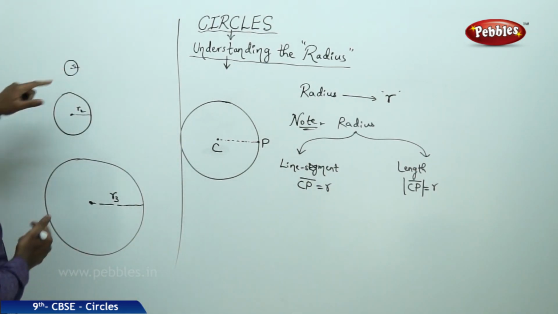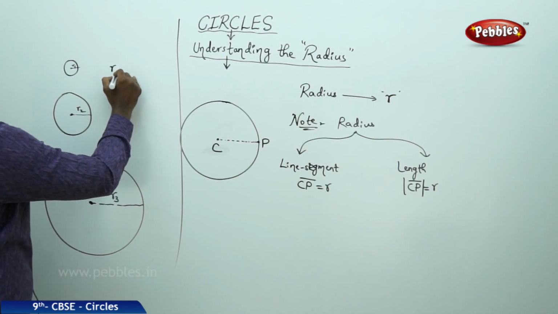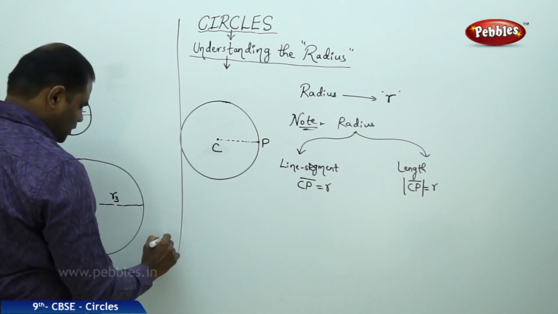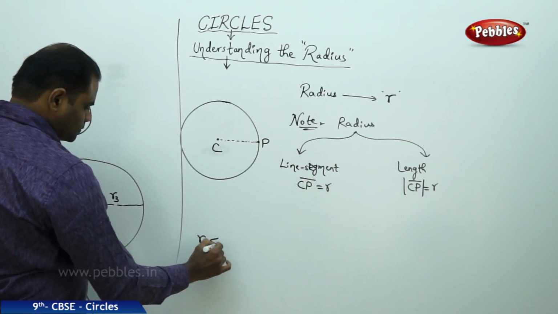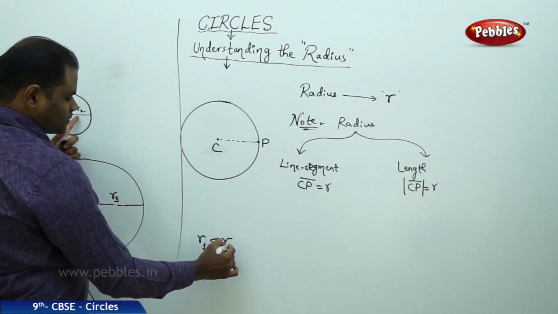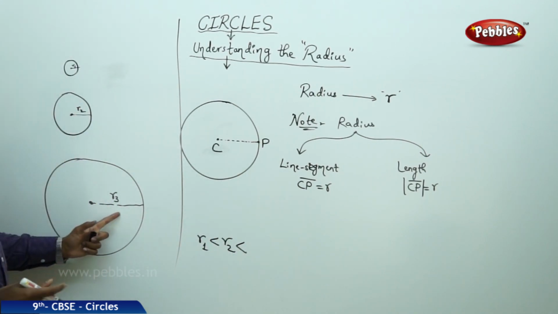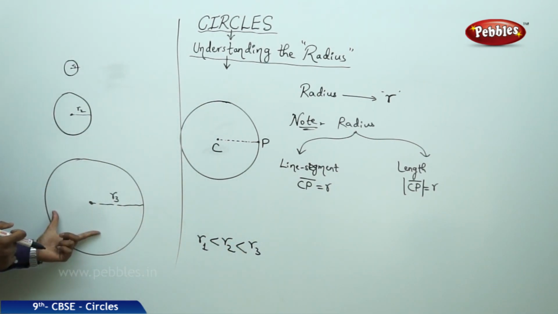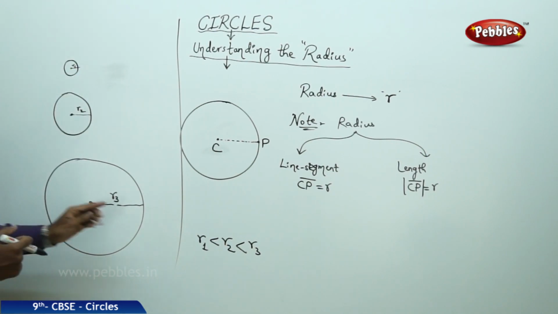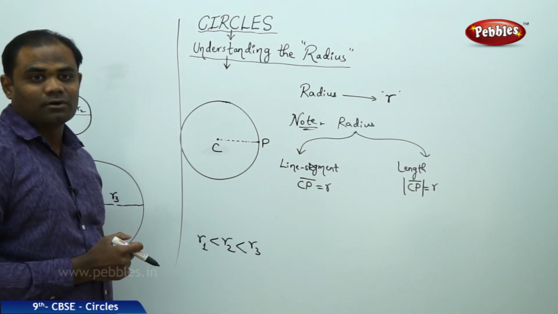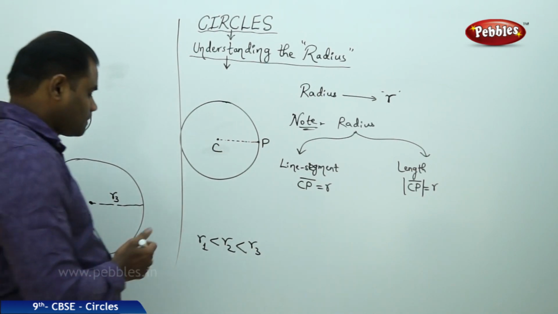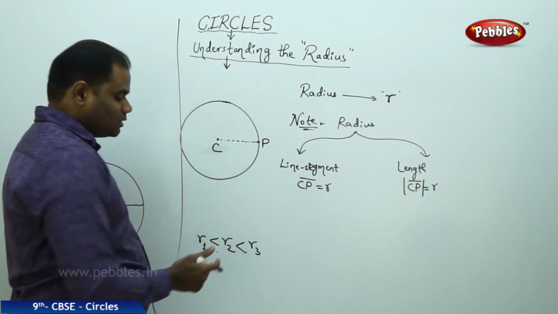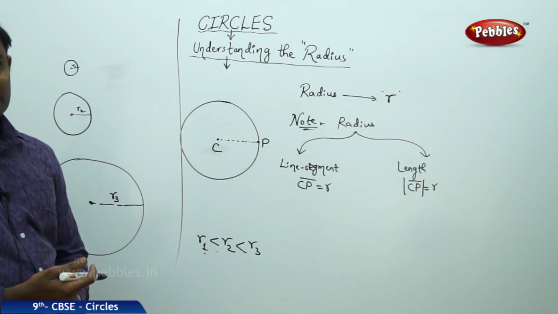Clearly I can see that this is r1, which is smaller than r2. So I see here r1 is smaller than the next radius, which is r2, and this is smaller than r3. That is, the highest radius is this and the smallest radius is this. This is how it comes in ascending order. So the radius of the first circle r1 is less than the radius of the second circle r2, which is less than the radius of the third circle r3.